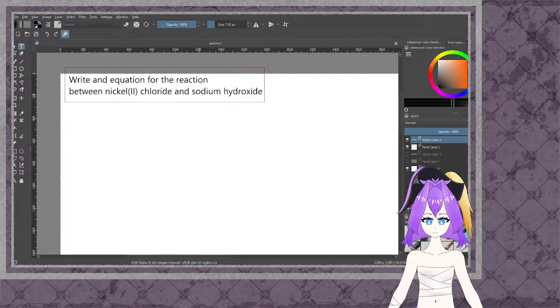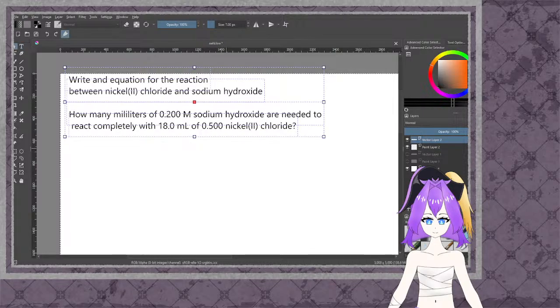Now, how many milliliters of 0.2 molar sodium hydroxide are needed to react completely with 18 milliliters of 0.500 nickel 2 chloride? Sig figs are important here. Okay, let's put the return here.